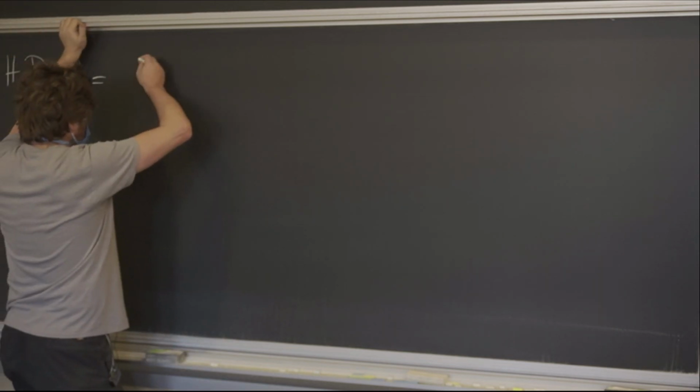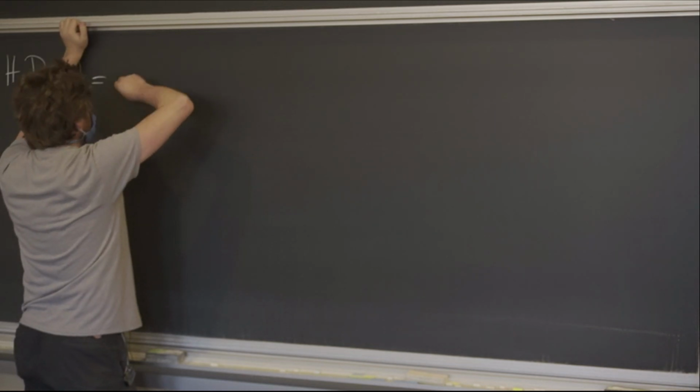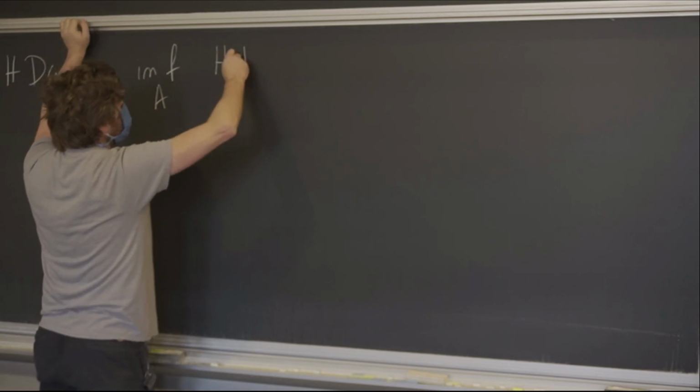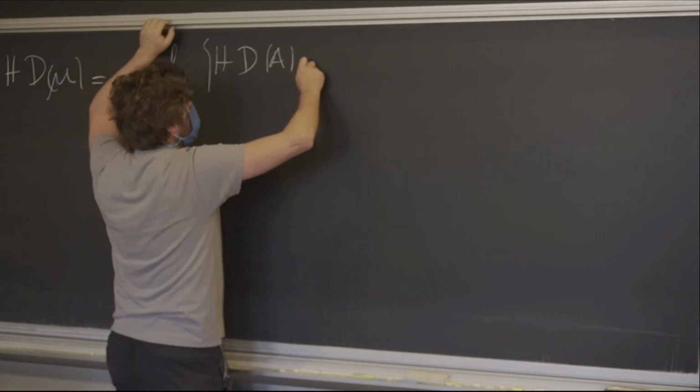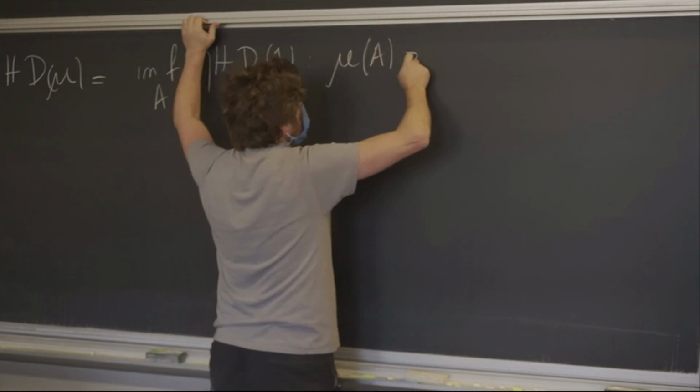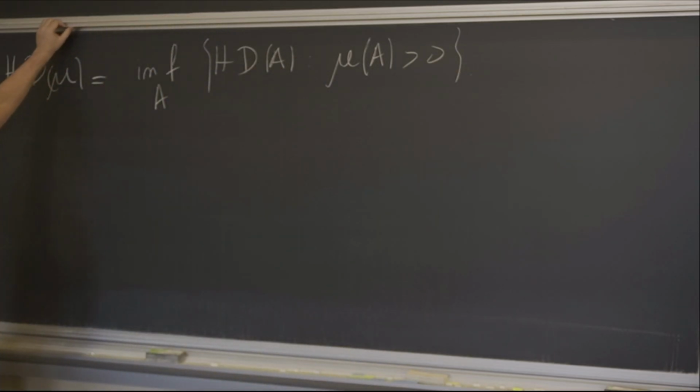So you can define the Hausdorff dimension of mu. Actually, this is not uniquely defined, so it depends on the author whether they define it one way or the other. But you can define it as the infimum over A of the Hausdorff dimension of A, where A has positive measure. Okay, so it's the smallest Hausdorff dimension among sets of positive measure. So here mu is some measure absolutely continuous with respect to what? No, here mu is any invariant measure.